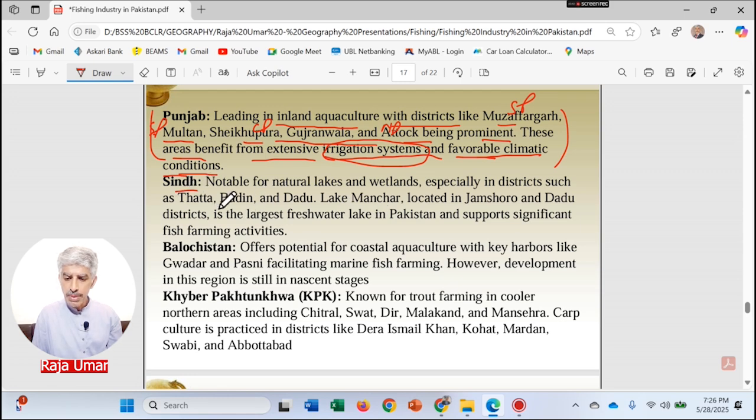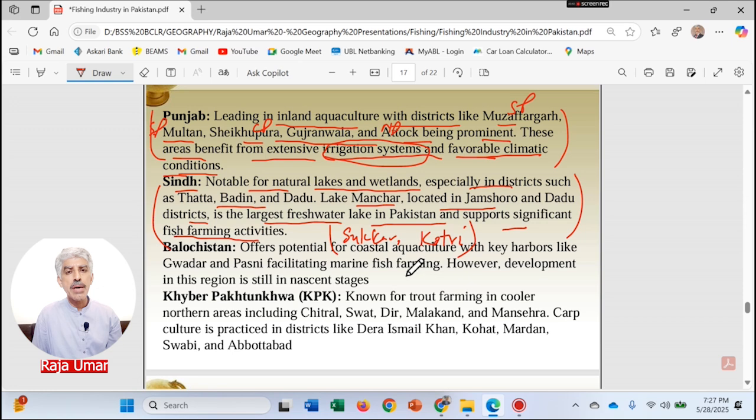In Sindh province, notable for natural lakes and wetlands, especially in districts such as Thatta, Badin and Dadu, Lake Manchar, located in Jamshoro and Dadu districts, is the largest freshwater lake in Pakistan and supports significant fish farming activities. So purely inland fishing is done in Manchar Lake, Kinjar Lake, and Hiliji Lake. In those lakes freshwater fishing is being done, and even at Sakhar Barrage and at Kotri Barrage, when the water pressure decreases quite low, fish farming is being done alongside the rivers.